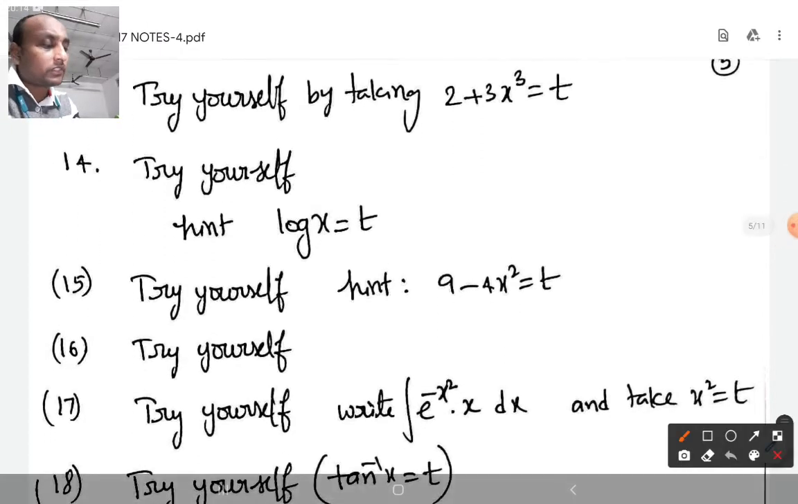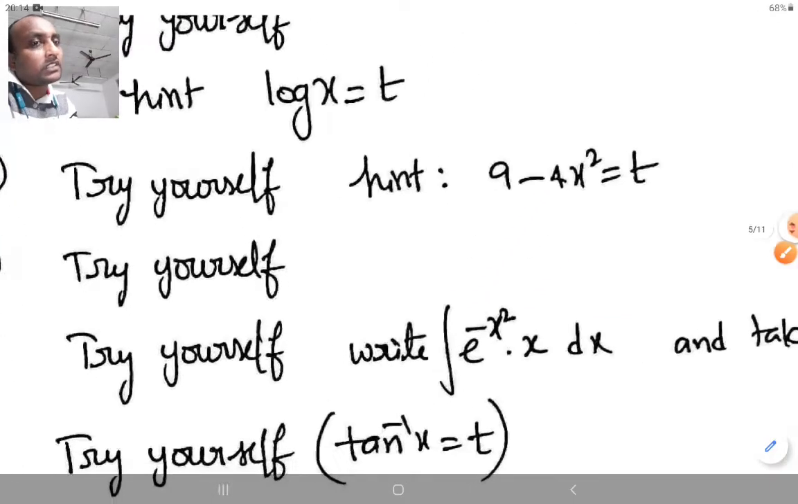Same way the 15th question. What is the 15th question? It is given x by 9 minus 4x square. Take the denominator as t, 15th question. You get it. The 16th question is also the same way, e power... no, it is a direct question.